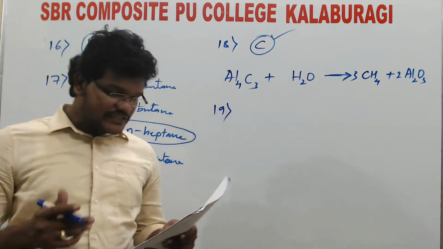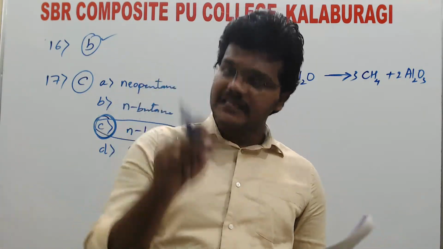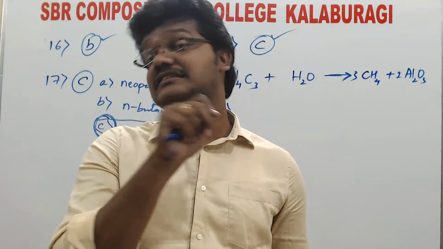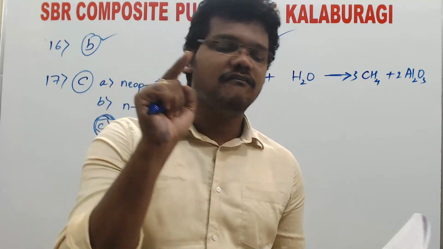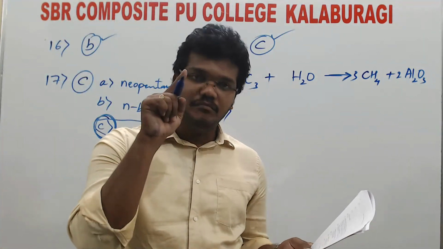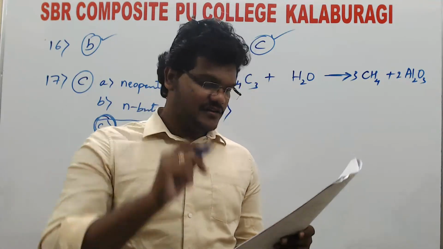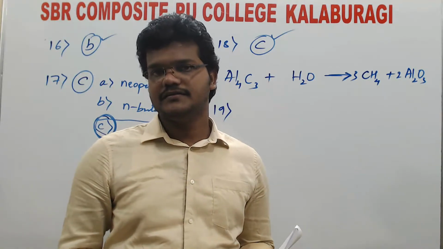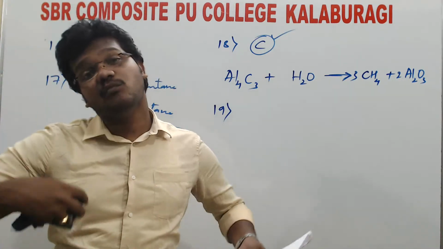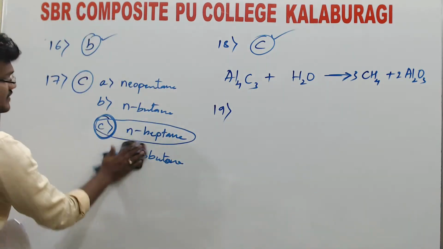Methane and ethane both can be obtained in a single step. Please remember, methane has 1 carbon and ethane has 2 carbons. Both can be obtained in a single step from what? A is methyl iodide. B is ethyl iodide. C is methyl alcohol. D is ethyl alcohol. Among these 4, by using which can I get both methane and ethane? Clear?